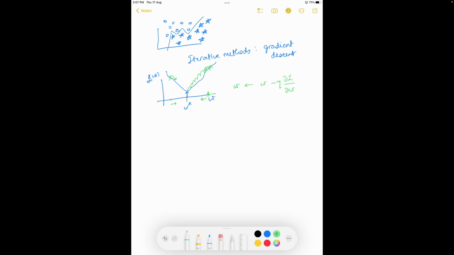Because close to W star, my slope will be very small, so my movements will be very small. So just stop there, somewhere close to W star. That's fine. All right. This is the gradient descent algorithm.